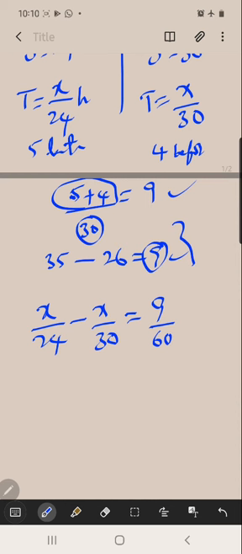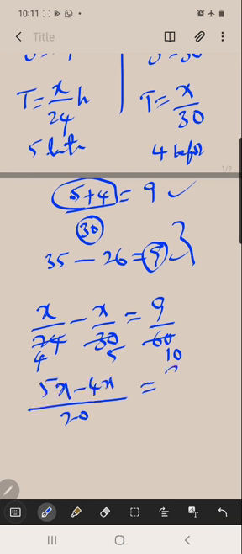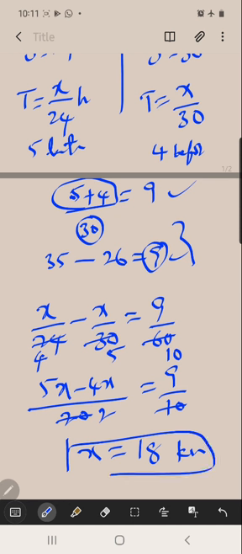So after this equation, again same simplification and everything. For simplification, I'll take 6 table, 6 fours are, 6 fives are, 6 tens are. Now take the LCM, that is 4 fives are 20, 5x minus 4x, that equal to 9 by 10. And even here we can cancel it. 10 ones are, 10 twos are. So that means x is equal to 2 nines are 18 kilometers. 18 kilometers. So in this way we are going to solve these kind of problems.